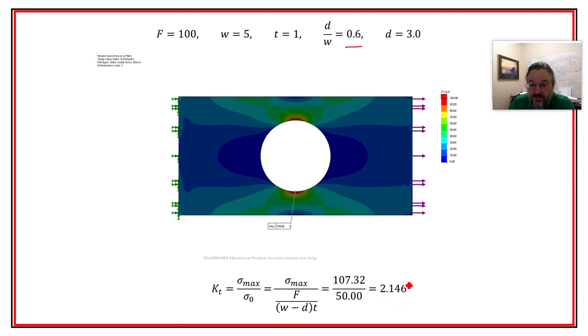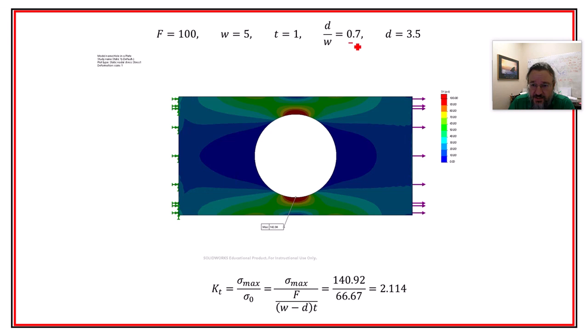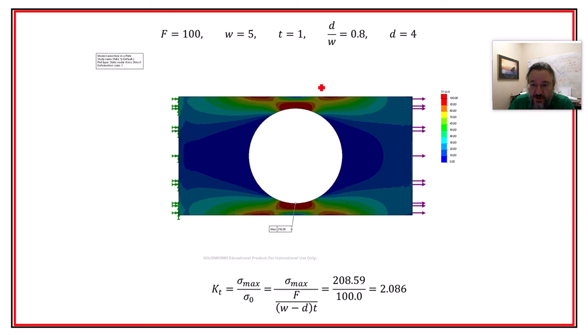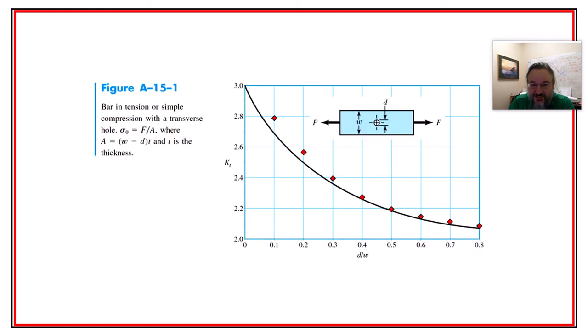Here's 0.6, and you can see where the stress is largest right there. It really shows up on this one. And here's my 0.7, and here's 0.8, and you can see here's my 2.086. And so here are the data points from the ones that I just showed, confirming my trend.